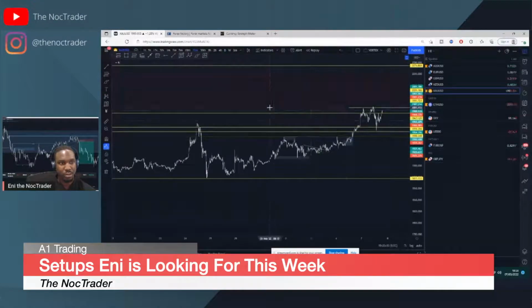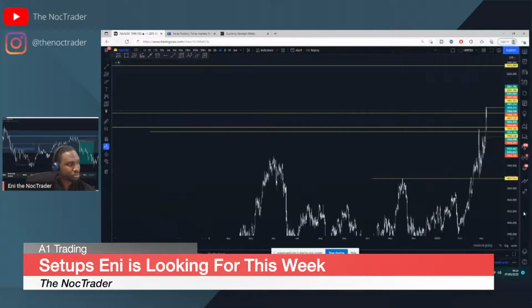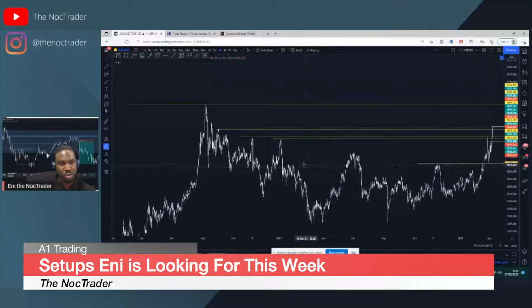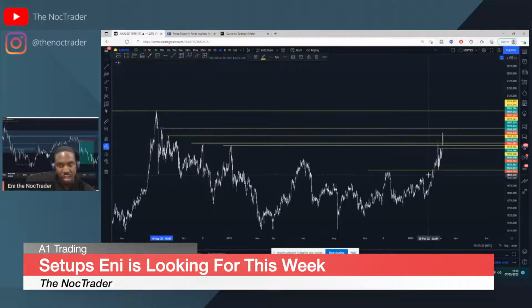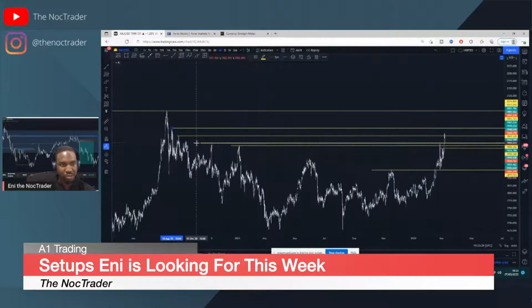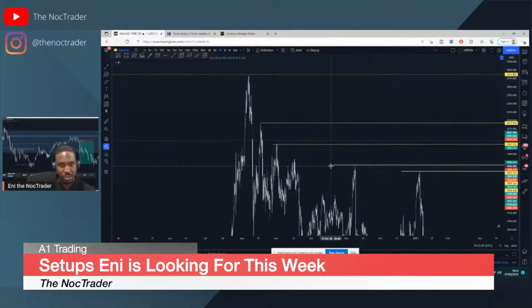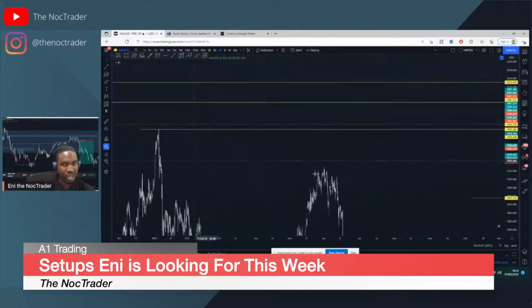Wait, let me do this again. Let me do this more neatly. So then something like that. Okay, cool. So these are all previous levels. Can you see here? I've marked up all these previous levels here. And let's see how, if anything, gold has responded to those levels in current day.